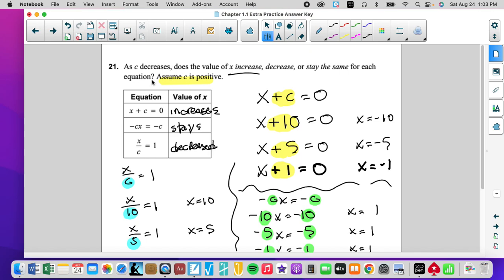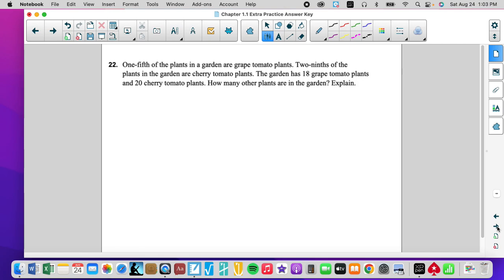An example, a problem where we have to understand the fluency, the comprehension of how numbers work, numeracy, all these buzzwords this year. Number 22, 1/5 of the plants in a garden are grape tomato plants. 2/9 of the plants in the garden are cherry tomato plants. The garden has 18 grape tomato plants and 20 cherry tomato plants. How many other plants are in the garden?